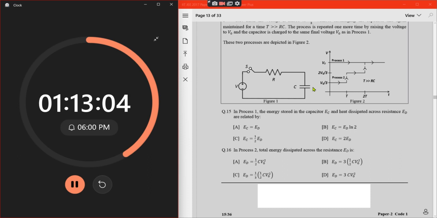Which is like how much? 3 upon 9 का double. 2 upon 3. 2 upon 3 minus 1 upon 2, which is just 1 upon 6. 1 upon 6 CV naught squared, right? Yeah. So C looks correct. 16th ka.